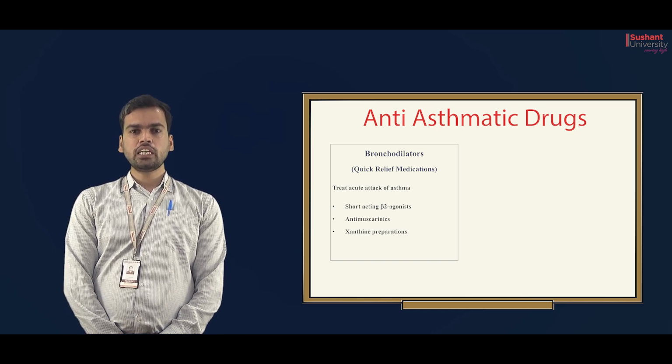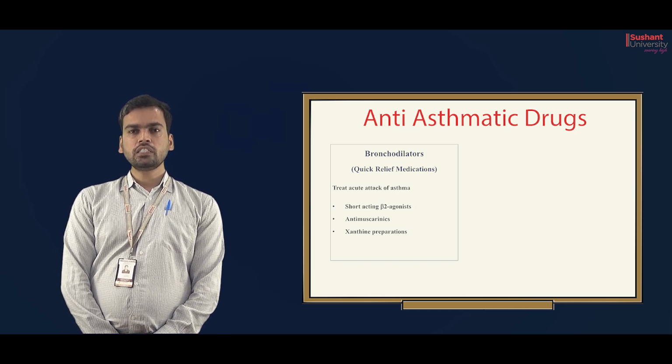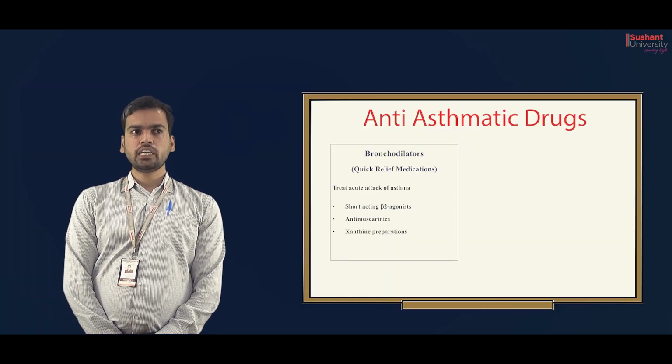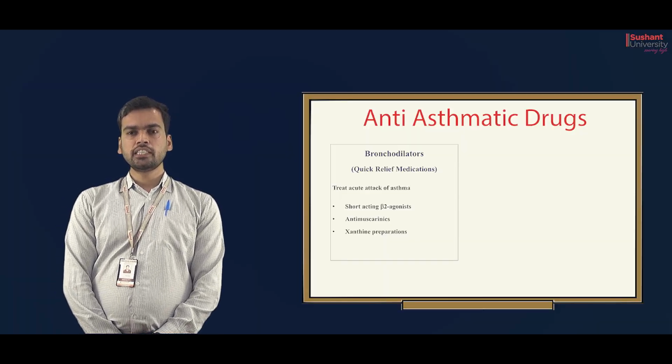They are basically divided into three categories. One is known as the short-acting beta-2 agonists. The second one is known as the anti-muscarinic agents, and the third one is known as the xanthine preparations.